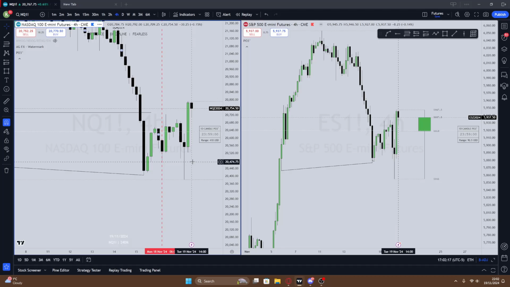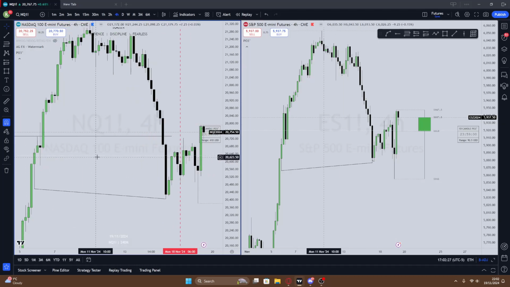It wasn't on price action today, so it is going to be named for the 18th of November, but it was on PM session trade, and it was actually quite clean.